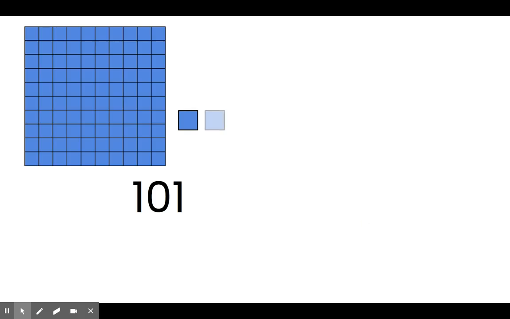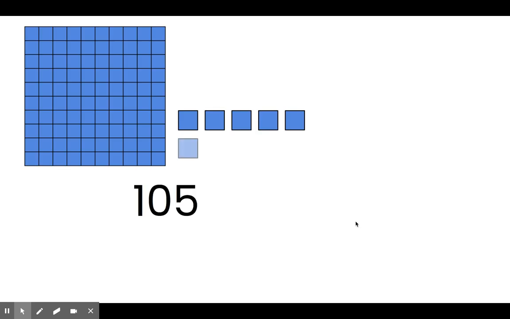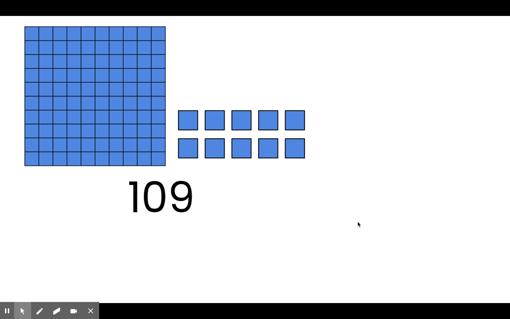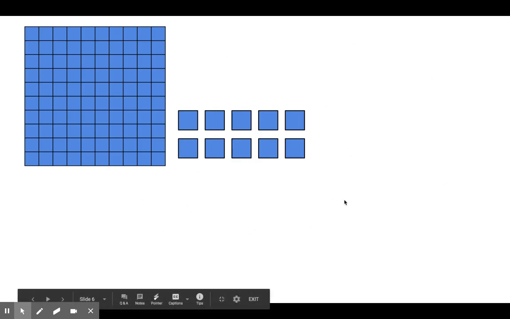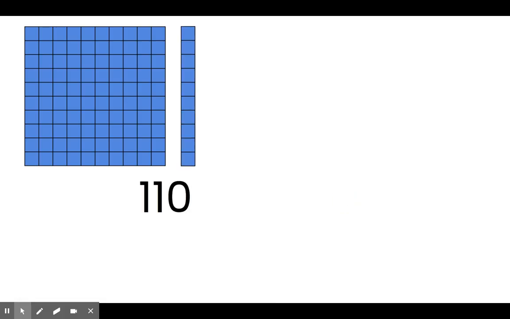Let's keep counting. 102. What would this be? 103, 104, 105 and 106, 107, 108, 109, 110. What can we do with these 10 ones again? Once we get to 10, we can trade it for? That's right, a 10 stick. Here we have the number 110.